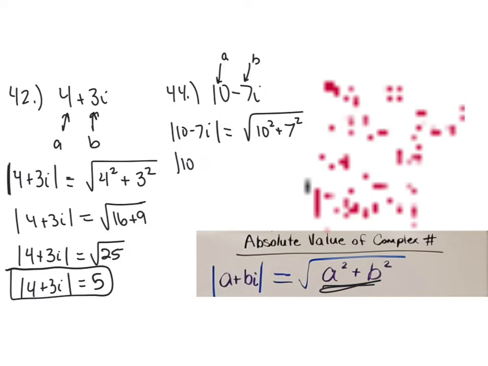So I have the absolute value of 10 minus 7i equals the square root of 100 plus 49. So the absolute value of 10 minus 7i equals the square root of 149. Now, you do have to make sure that this can't be broken down using our perfect squares like we did in section 1.5, because we can't forget everything we learned. And this one cannot. So we're done here. This is the best answer.